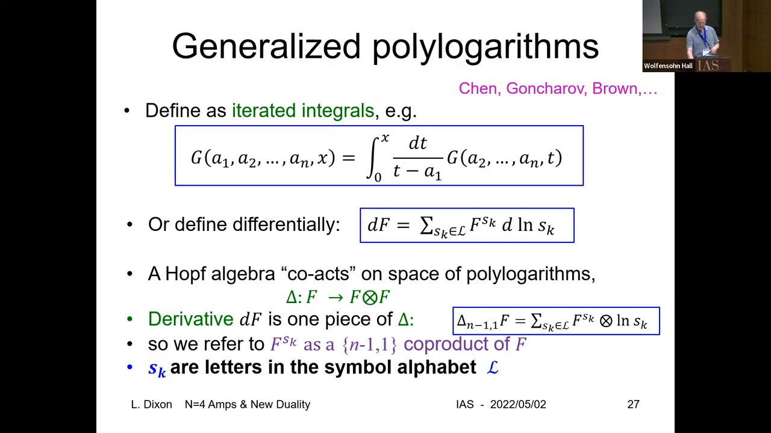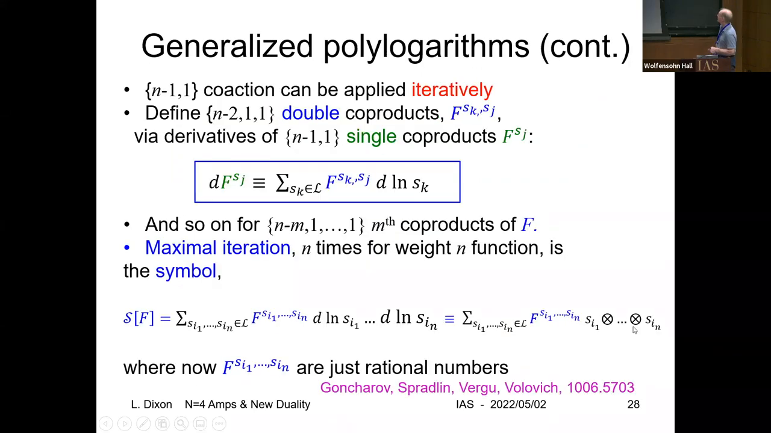And this is just taking the first derivative, but because these lower weight functions belong to the same space, we can keep iterating and take derivatives of an f expanded over these symbols and so on. So we keep taking further derivatives, or technically further multiple coproducts. And the maximal iteration, if you have a weight n function, is to do this n times until you can no longer take derivatives anymore.